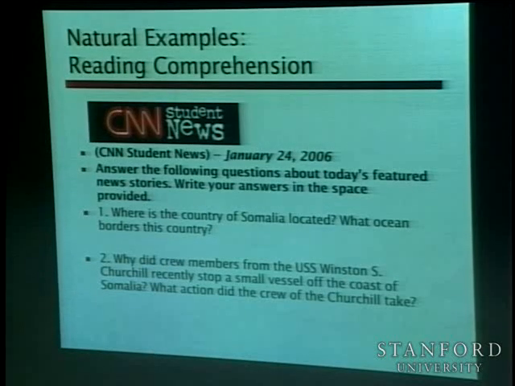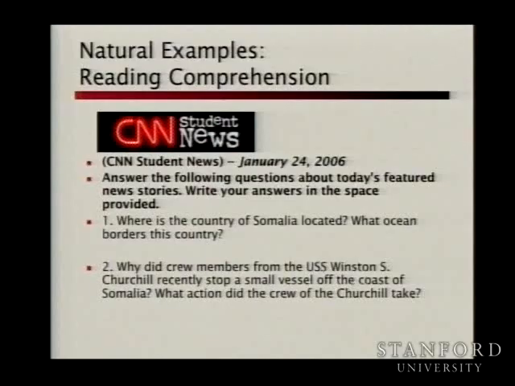So obviously this task is also very similar to what people do with reading comprehension. These examples I take from CNN. It turns out CNN is doing their share to try and improve the awful state of education in America. Every day they put up reading comprehension questions for some of their articles so that you can see if you can work out the answer. Where is the country of Somalia located?